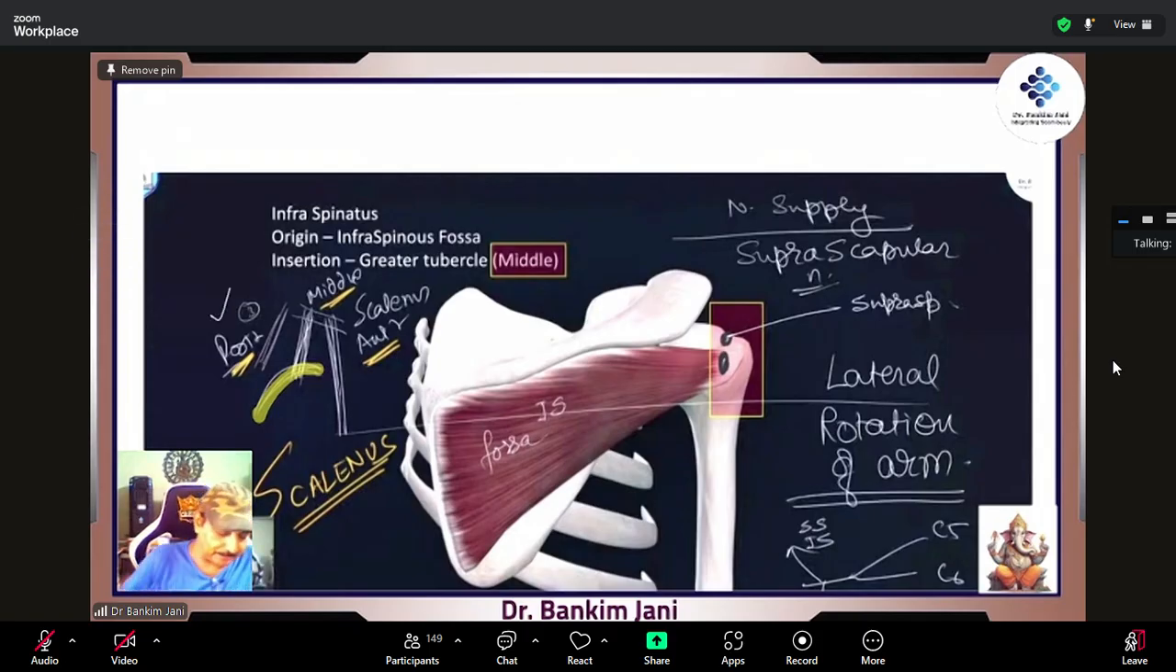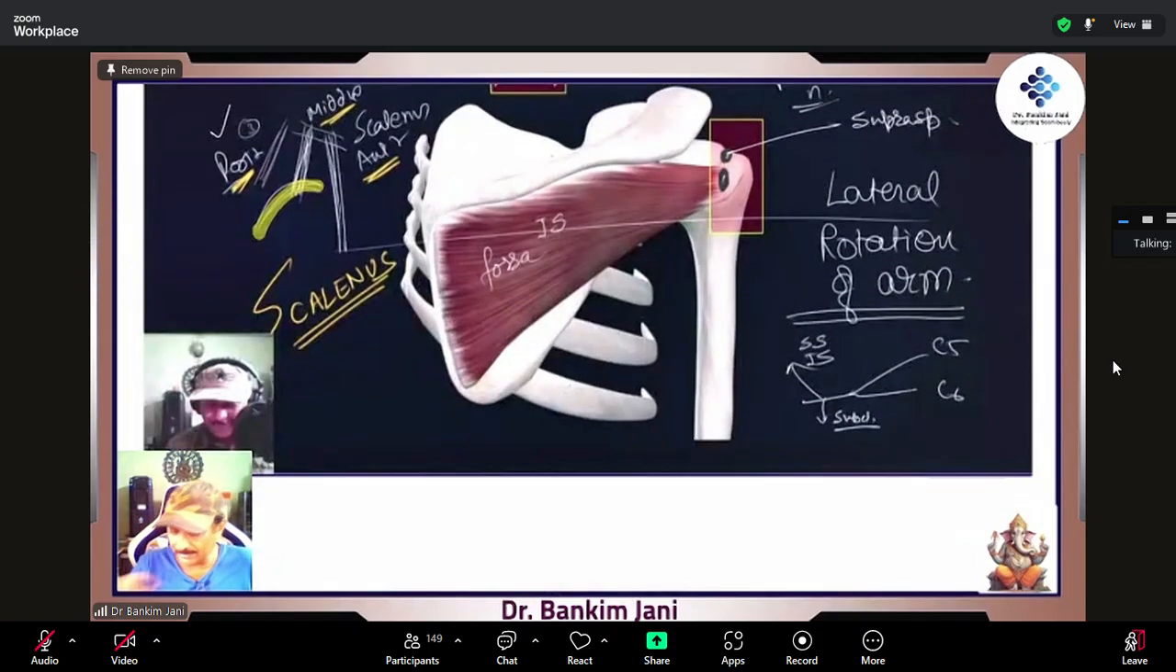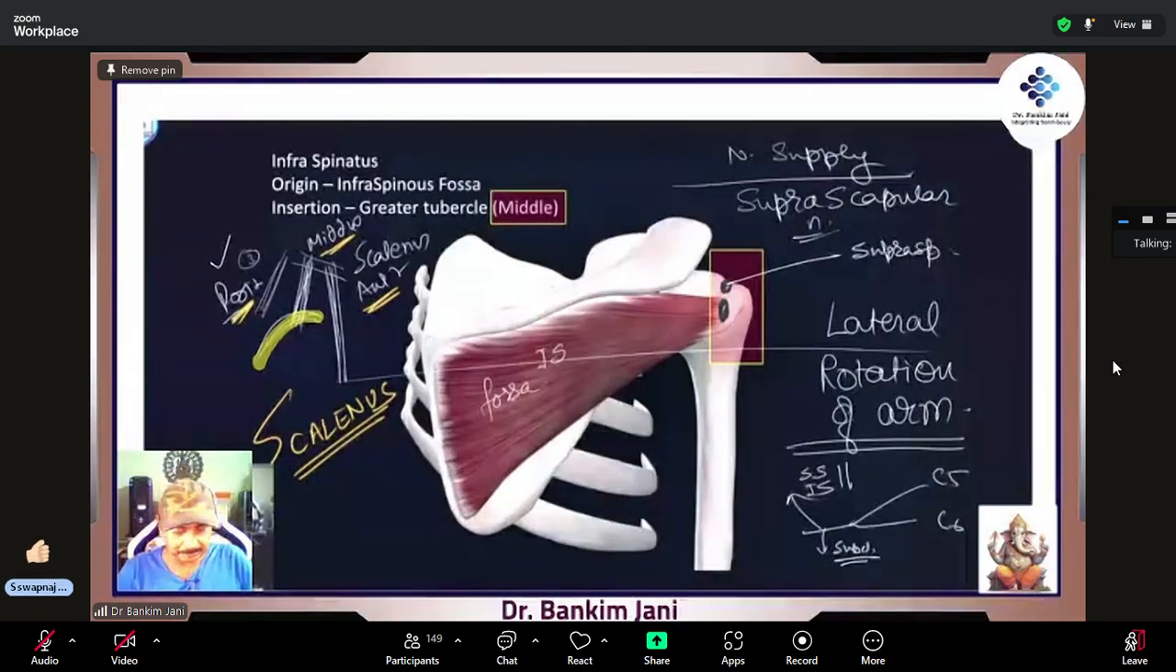This we have already talked about, the scalenes. So C5, C6, the nerve which is going above is supplying supraspinatus and infraspinatus, and the nerve which is going below, its name itself is nerve to subclavius. So that is done. We have finished talking about infraspinatus and supraspinatus nerve supply.